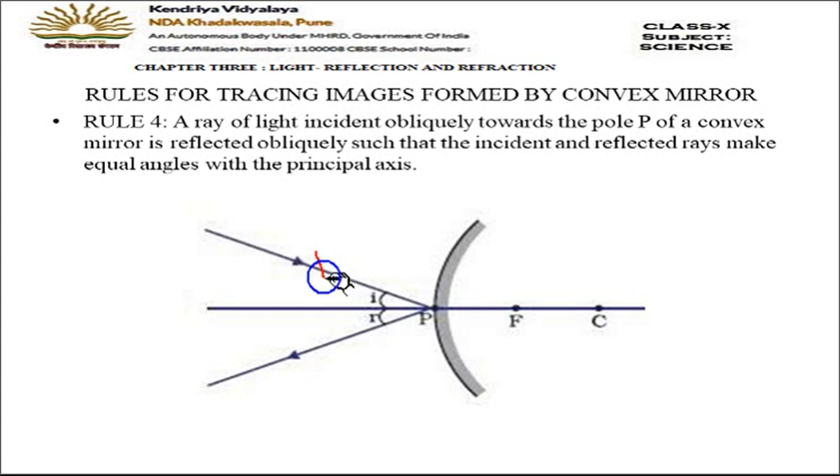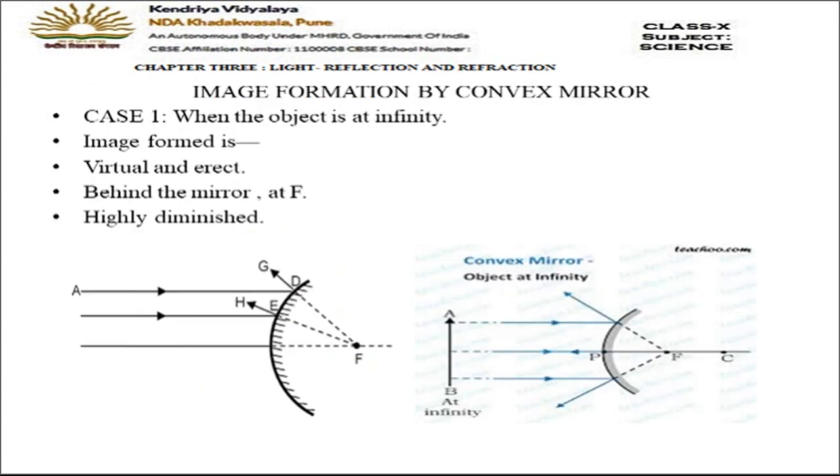A ray of light which falls obliquely will follow the laws of reflection and will get reflected obliquely. That means angle I will be equal to angle R in this case. Okay, so these are the 4 rules of image formation in case of convex mirrors. Now, let us start with image formation by the convex mirror.